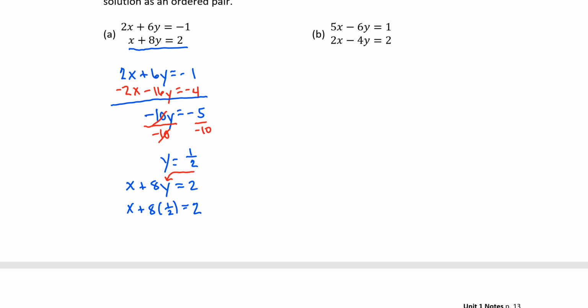Okay, so we've plugged 1/2 in for y. Let's go ahead and evaluate 8 times 1/2. 8 times 1/2 is 4. And now we have a linear equation again in one variable. So we're going to solve by subtracting 4 from both sides. And we'll end up with x equals -2. So officially, we want to express the solution to this system as an ordered pair. That means in alphabetical order. So x is -2 and y is 1/2.